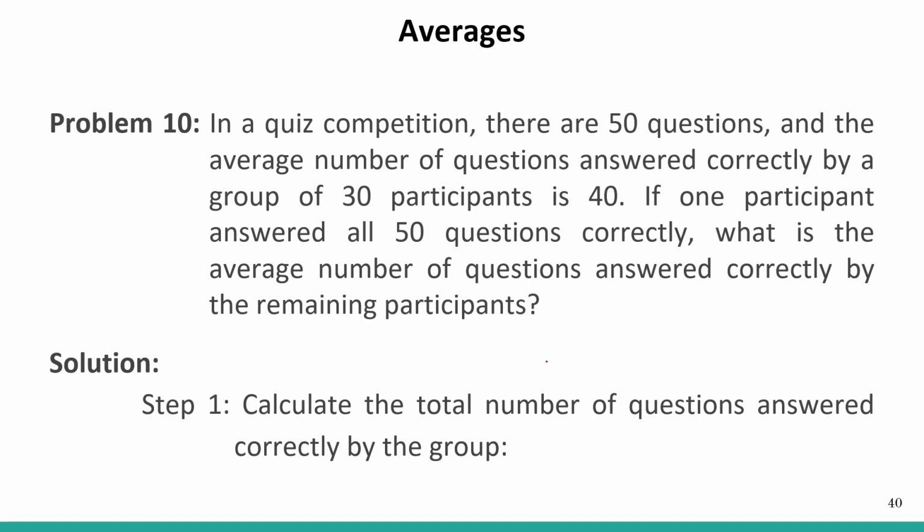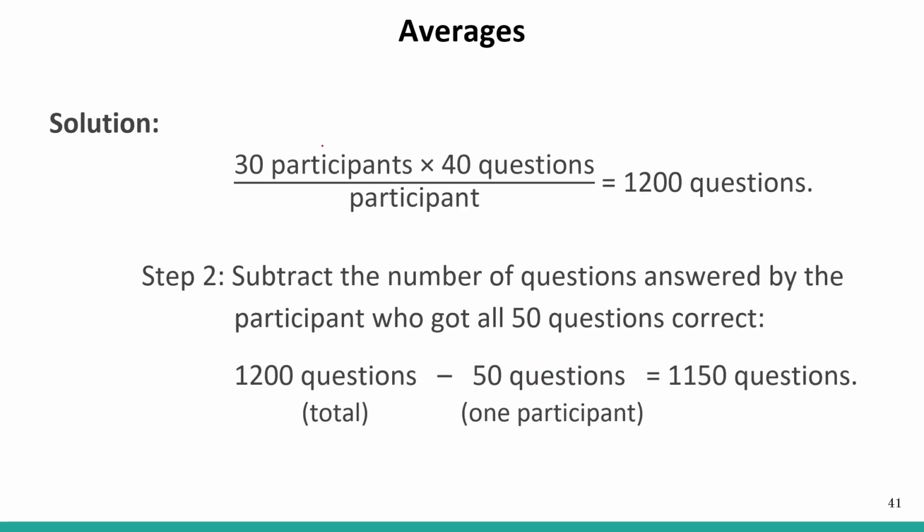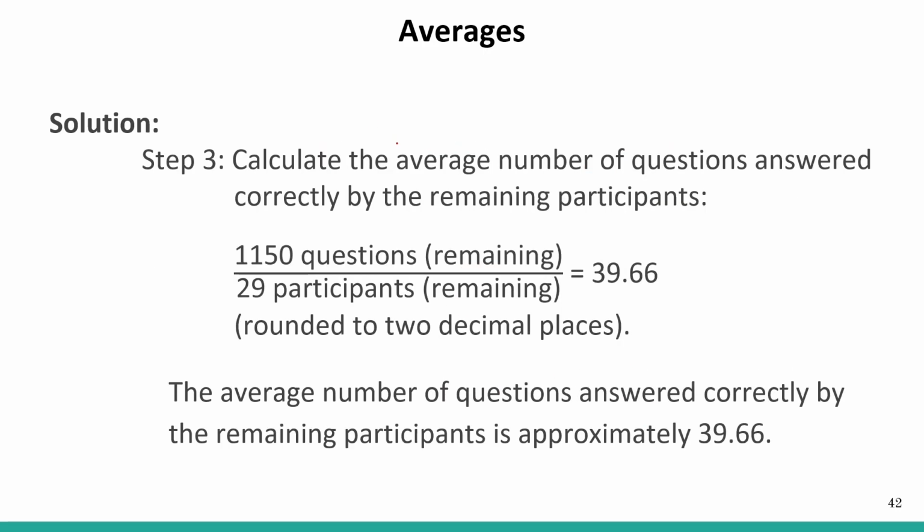So calculating the total number of questions answered correctly by the group: 30 participants into 40 questions per participant is equal to 1200 questions. Then subtract the number of questions answered by the participant who got all 50 correct. So this much minus 50 is equal to 1150, right? So calculating the average number of questions answered correctly by the remaining participants, 1150 questions by 29 participants, it will be 39.66, rounded to 2 decimal places. So the average number of questions answered correctly by the remaining participants is approximately 39.66 or 40.